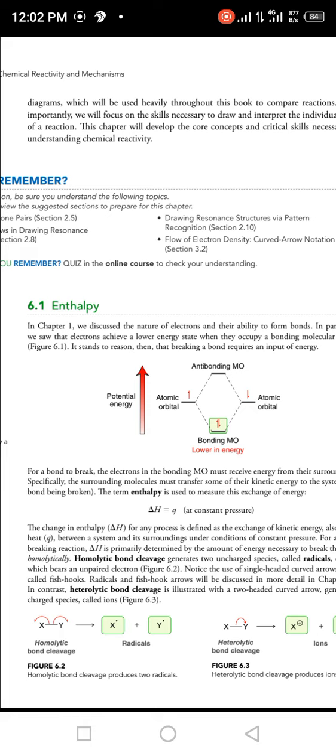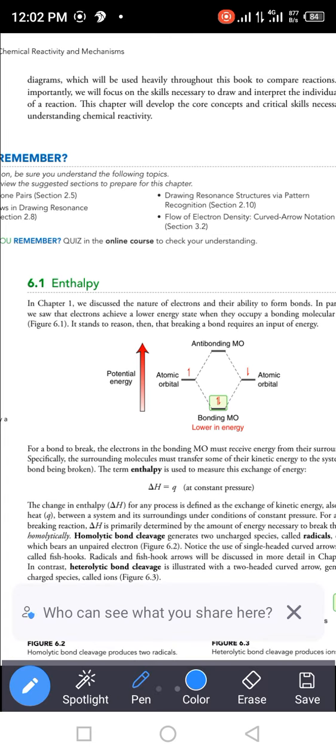The term enthalpy is generally used for the exchange of energy between system and surrounding. So we say that if energy is transferred from surrounding to system at a constant pressure, there is a difference between the energy in the surrounding and the system at a constant pressure. We will say that this energy is called enthalpy. So enthalpy is actually a type of energy which is transferred from surrounding to system.